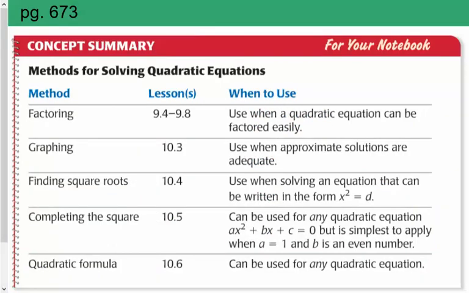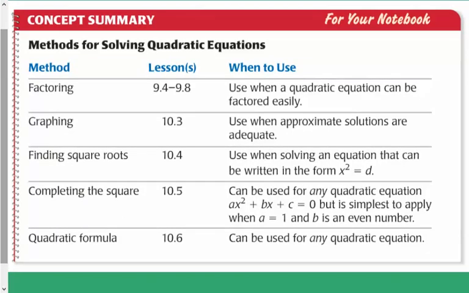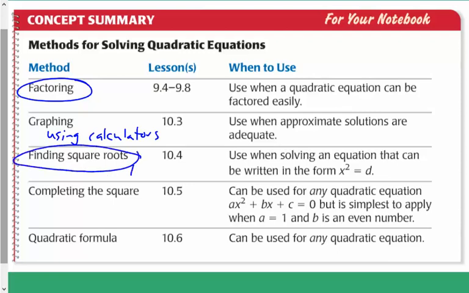And then here's kind of a summary of the different methods. So we've learned factoring, we've used graphing using the calculators. We won't be doing this though. We've learned square roots. That's when b equals 0. Completing the square when a equals 1 and b is even. And now the quadratic formula, any. Use it for any. But generally we're going to try to use these other ones before we use the formula.